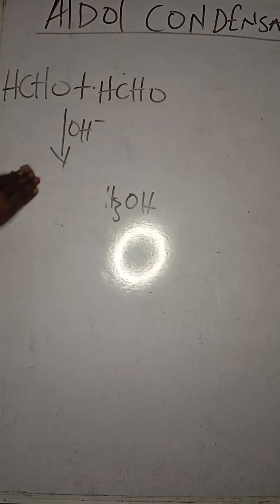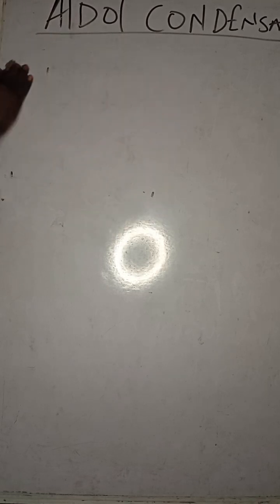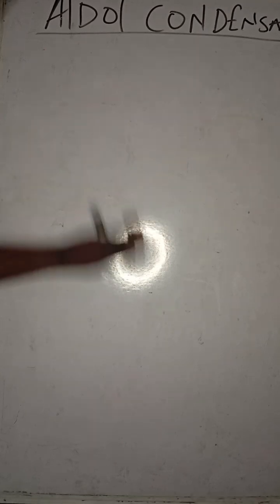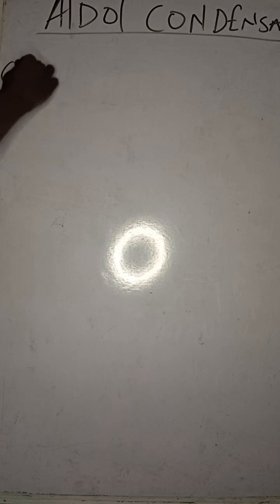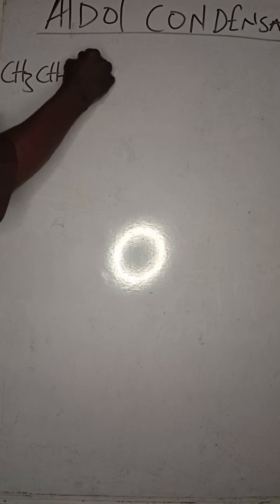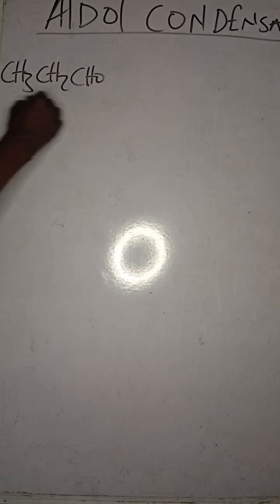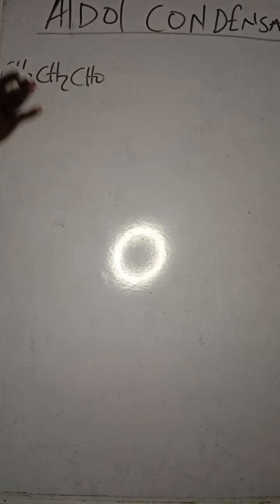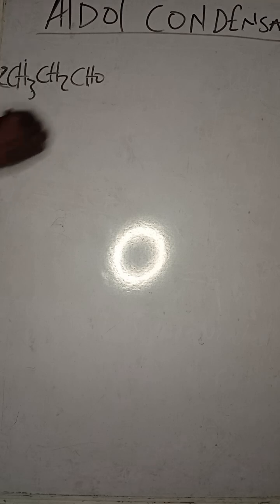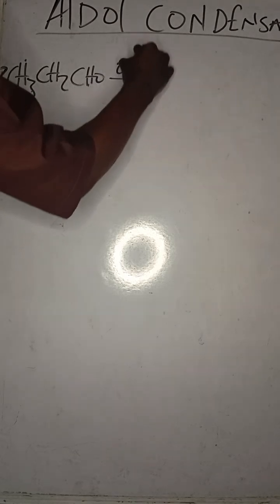One more for aldol condensation before we go. This is a trick. In subsequent videos I'll show you the mechanism. This is more a trick to get the aldol product. Now, one more. I'm going to do CH3CH2CHO, this is propanal. Two of it, two propanal in the presence of a base.